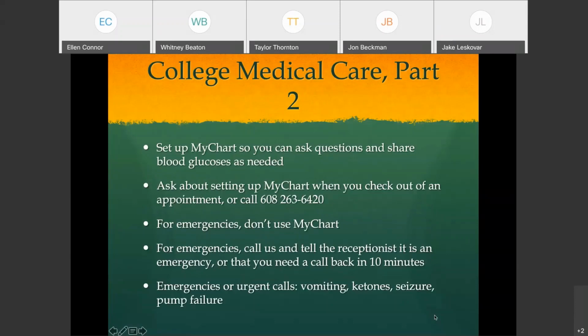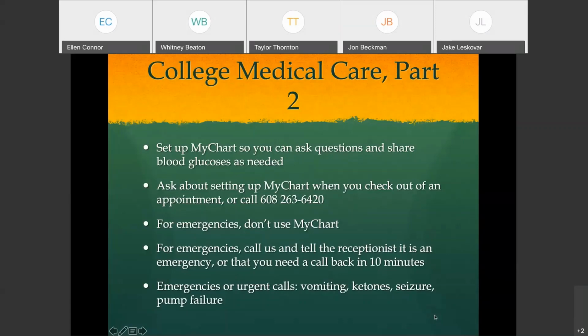I would second what Whitney said about MyChart. It is so incredibly helpful when you're in college or grad school because you don't have to wait for somebody to call you back in between classes, or possibly get a phone call when you're in class. The MyChart sign up has gotten much simpler now because of COVID. It's one of the good things that's come out of us doing so many things virtually.